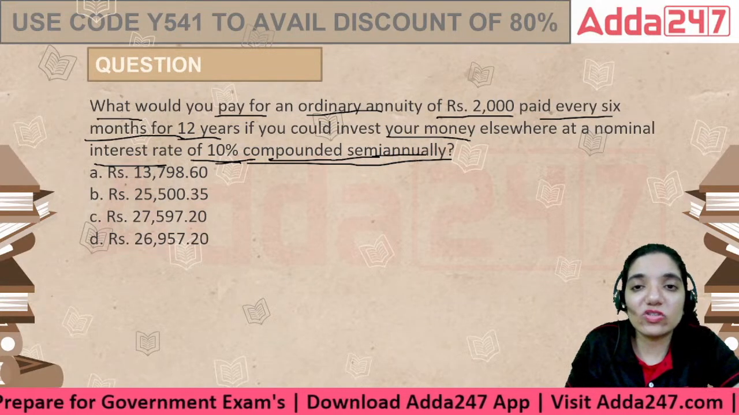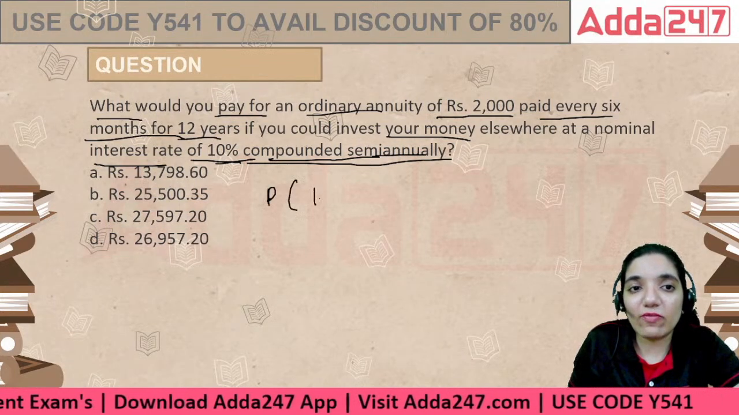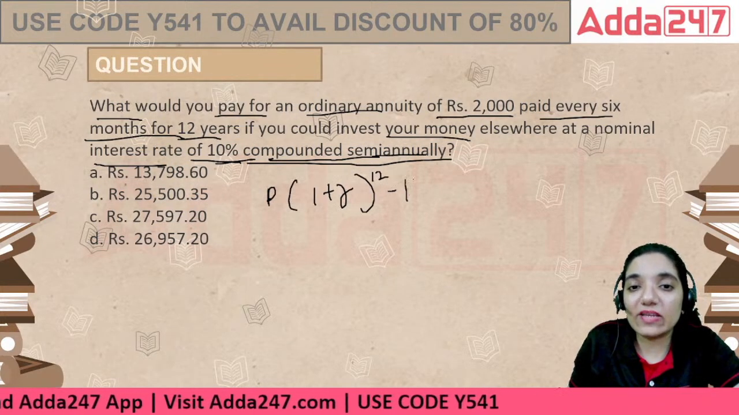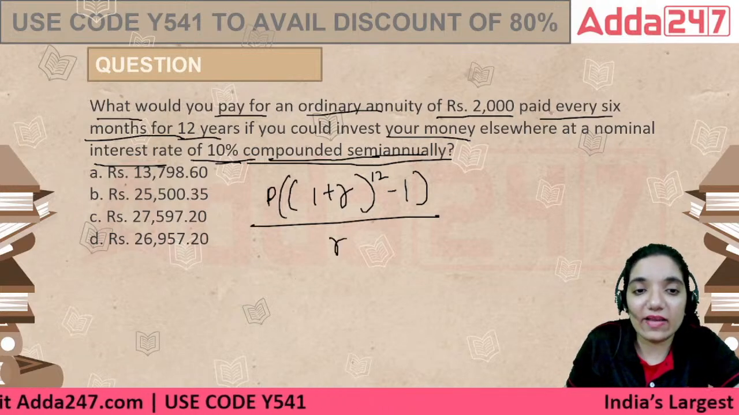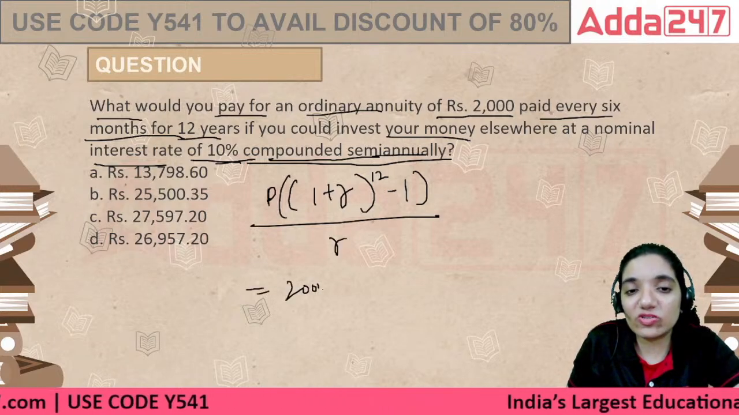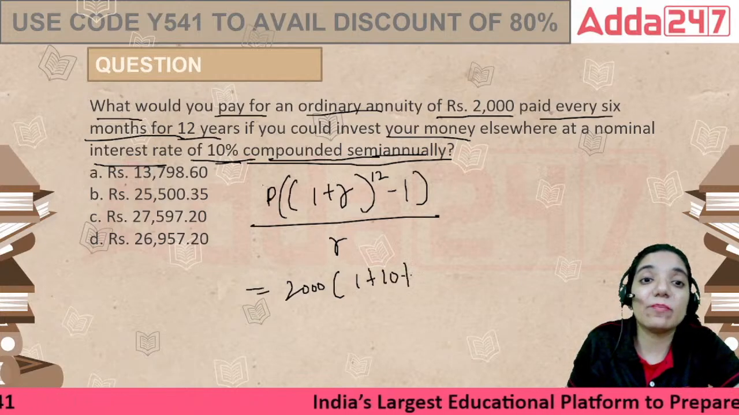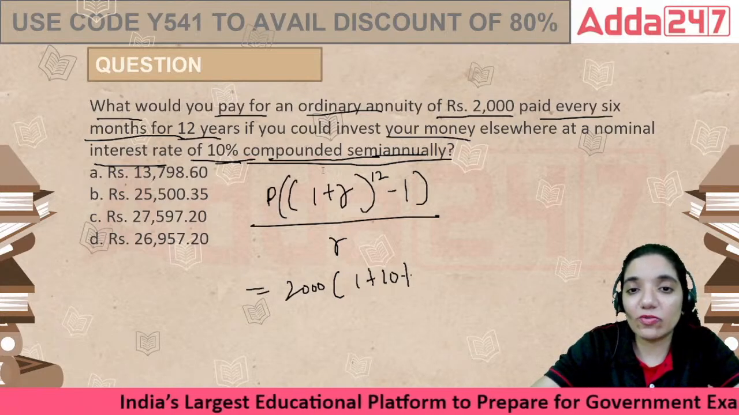So what you can do is use the formula in that way. You have got your principal, you have 1 plus your rate, raised to power 12 minus 1, whatever your value is, and then divide it by r. So the principal is rupees 2000, 1 plus your rate is 10%, but this is compounded semi-annually. So if it is semi-annually, then what are we going to do?